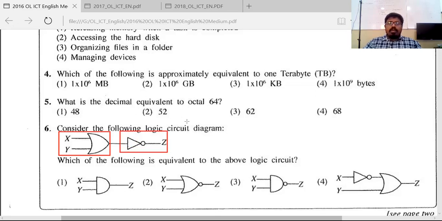Here in this case, we already know that AND, OR and NOT are the basic gates. And from an OR gate, by taking NOT, we can get a NOR gate, right? So the NOR gate symbol is this one. This is the NAND gate symbol, AND followed by NOT. So for question number 6, the answer is the second option. That is the 2016 paper, part 1, question number 6.